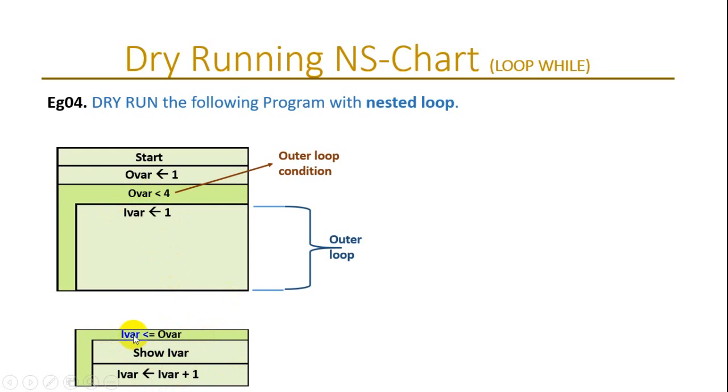In this loop, this is the condition, and I have only 2 commands: show IVAR and IVAR assign IVAR plus 1. So these are the 2 commands inside this loop. This is going to be my inner loop, because I'm going to take this entire thing and put it here and show you. After I put this here, this will become the outer loop and this will become the inner loop. So let's see.